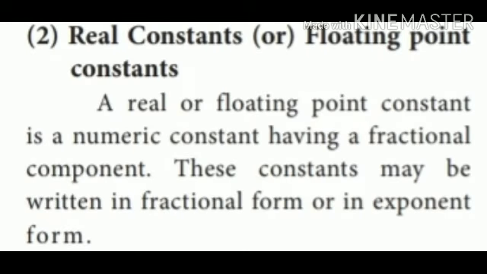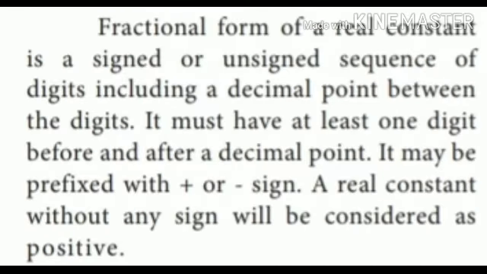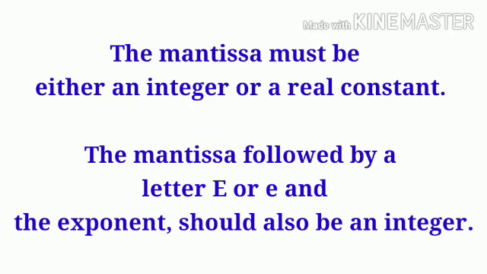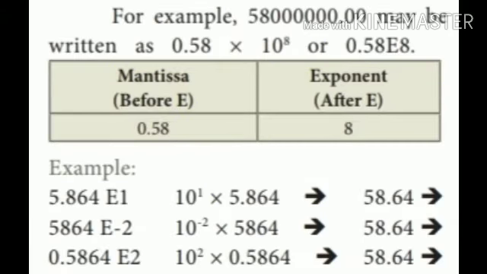Okay. The next concept is real constants. Real constant is otherwise called floating point constants, that is decimal point values. The fractional form of real constant is signed or unsigned. Without any sign before the real constant, it is a positive value. The exponent form of real constants consists of two parts: one is mantissa, another one is exponent. The numbers before the e are considered the mantissa. After the e, the values are exponent values.